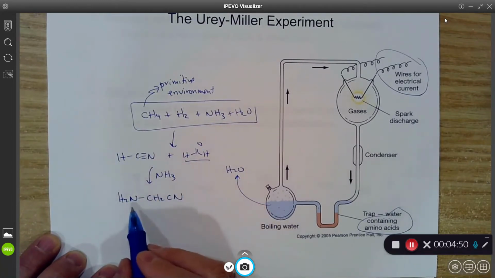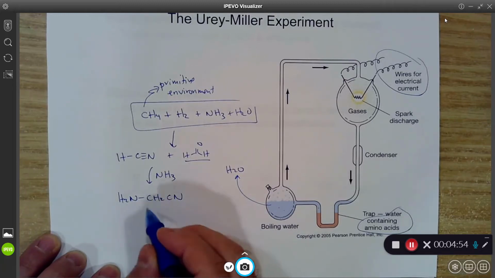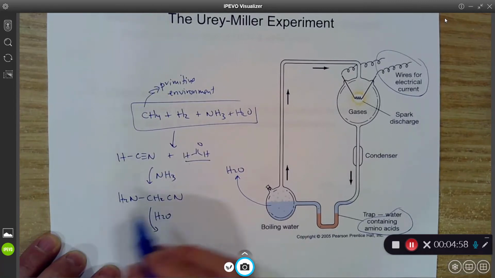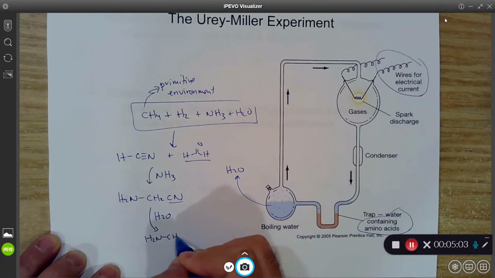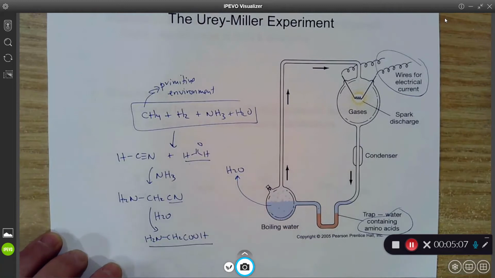So here you have an ammonia, NH2CH2CN, and when this reacts with water, this cyano group becomes hydrolyzed, and this becomes the backbone, or this becomes our amino acid as shown.